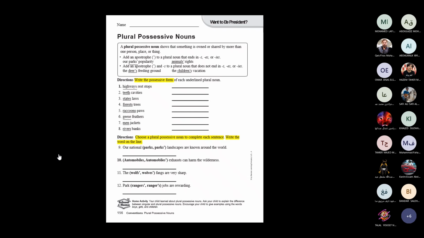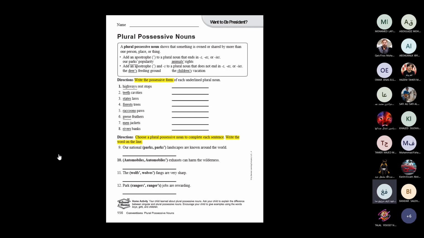Fahad Al-Ghumain. Page 173, Fahad. Have you opened it? Yes. Okay. So number 11, what is the choice? You didn't choose any answer. Number 11, you have to choose something, okay? Number 12 is correct. Number 13 is incorrect.